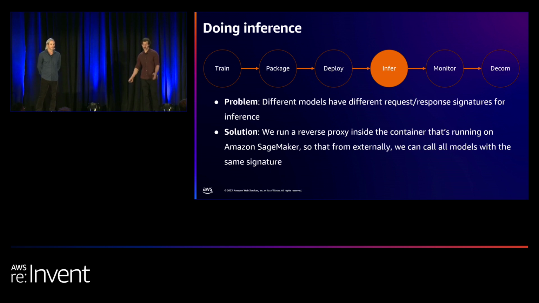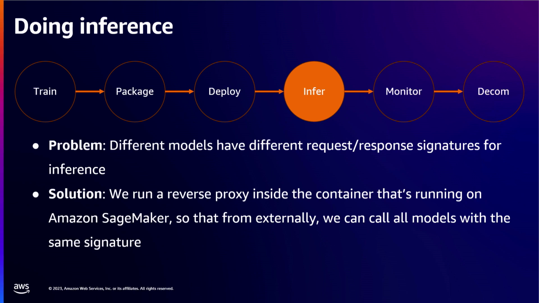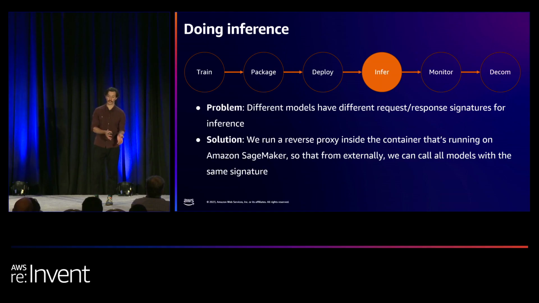OK, so doing inference. One of the problems that we encountered is that if you're trying to solve this at an organizational level, you have a lot of different applied ML teams doing machine learning. There are different models that have different request and response signatures for inference. What we found is that the best way to solve that is to run a reverse proxy inside the container, so that externally you're just calling our service with the same signature, and we do the translation under the hood.